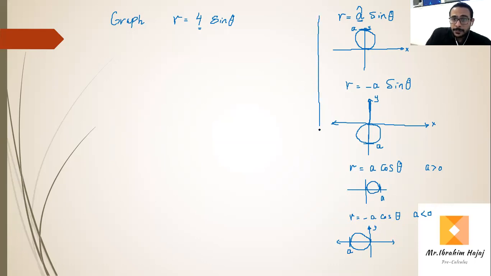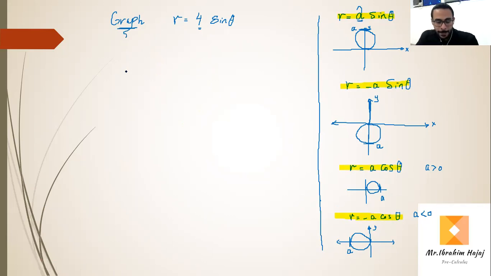So this is my conclusion, or the quick way to graph this kind of equation, which is r equals a sine theta, or negative a sine theta, or a cosine theta, or negative a cosine theta. So let me, guys, solve this question together by the formal way.